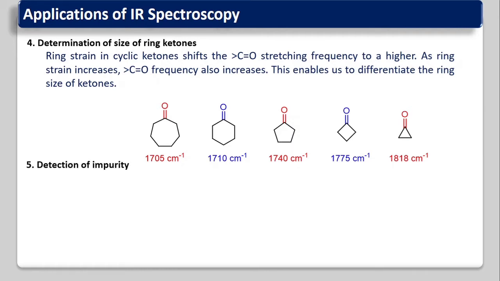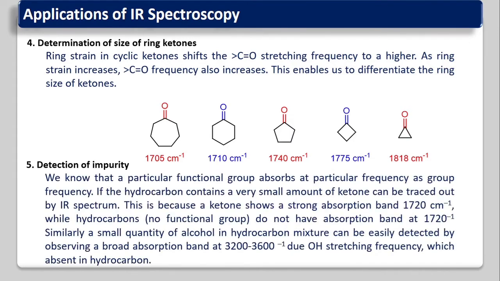Then, detection of impurities. Suppose we are buying some hydrocarbons from industry, and we check the IR spectrum. If we get a peak at 1720, it clearly indicates that there is some ketonic compound in the hydrocarbon, because a hydrocarbon won't have this strong peak at 1720. So absorption at 1720 clearly indicates the presence of ketone in the compound.